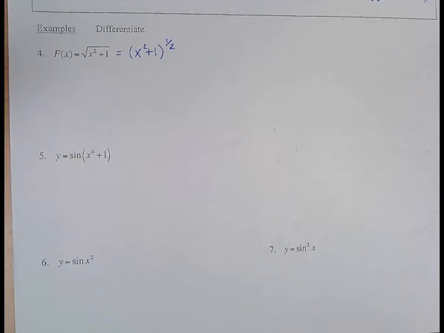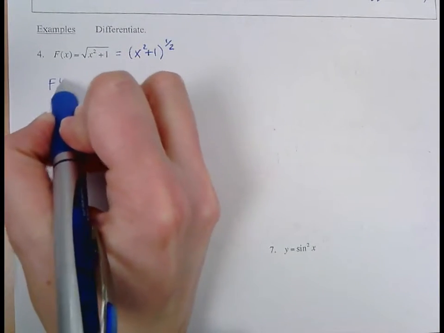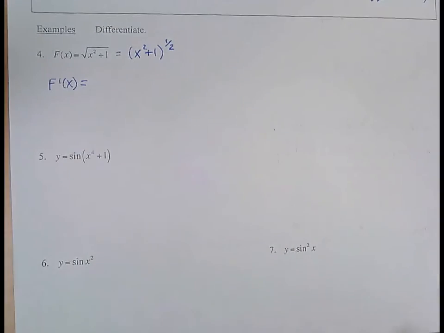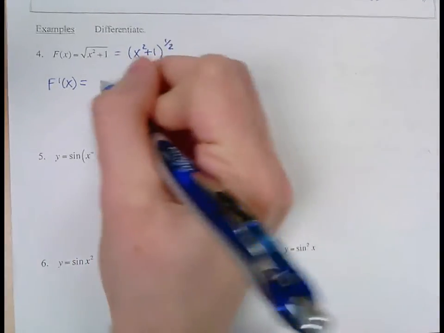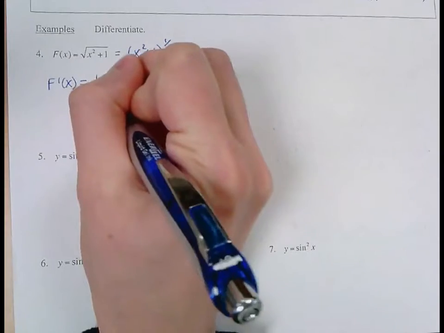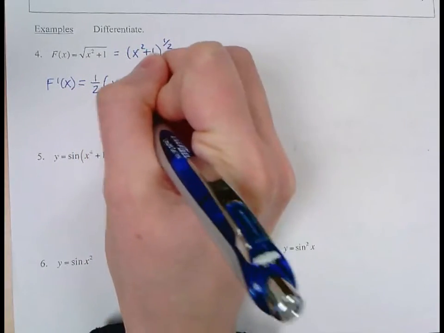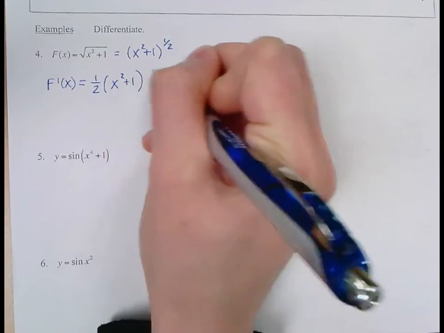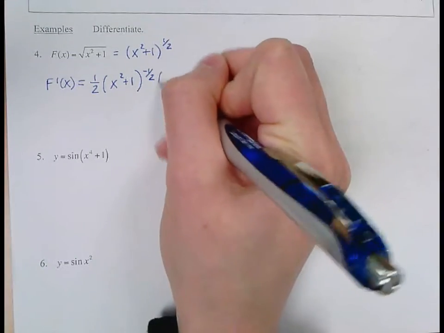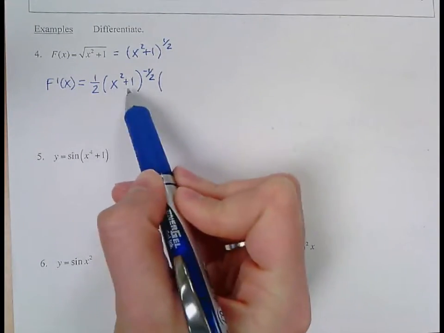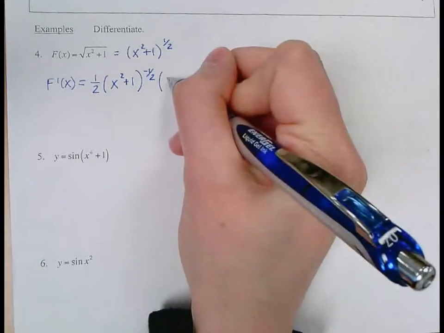The derivative would be the derivative of the outside, leaving the inside the same, which is 1/2 times x squared plus 1 to the negative 1/2, times, what's the derivative of the inside? 2x. 2x.